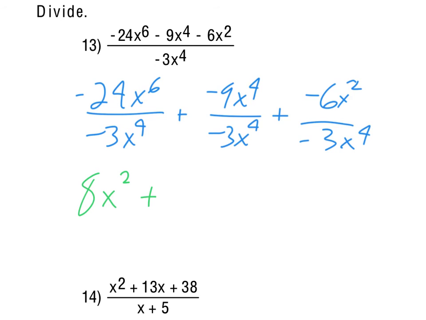The second one, the negatives also cancel out. 9 divided by 3 is 3. The x to the 4ths cancel. And the third one, the negatives cancel again. 6 over 3 is 2. The x's end up on the bottom because x to the 4th is more than x squared.